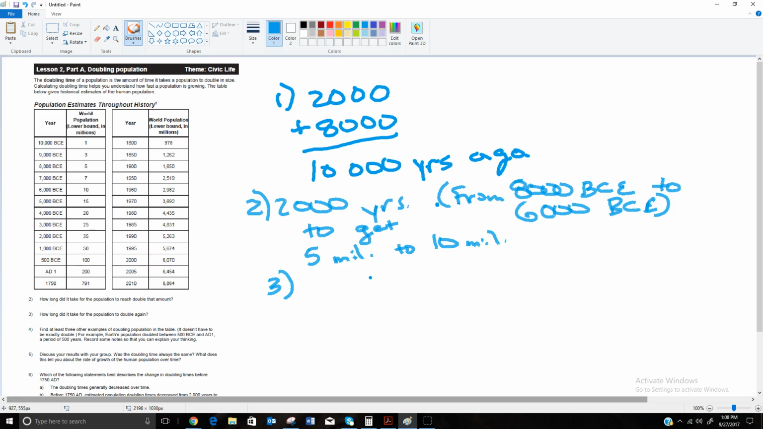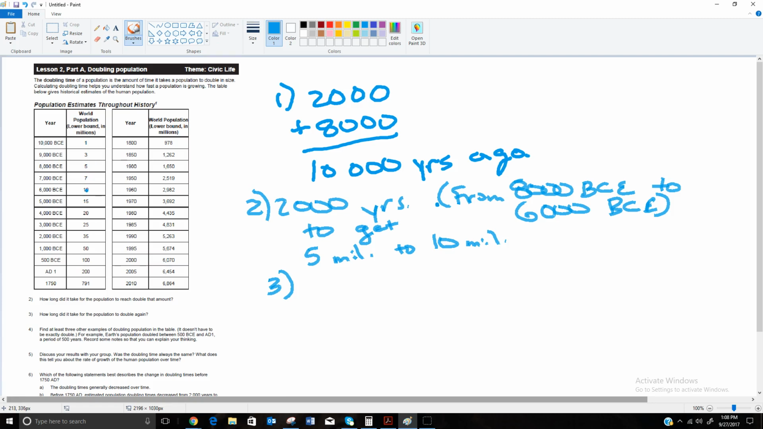So how long did it take for the population to double again? If we look, we were at 5 to 10. Now when we say double again, do we mean to get to 15 million? And the answer to that is no. It says to double again. So we went from 5 to 10, and we're not looking to add another 5 million. We're looking to double that number.